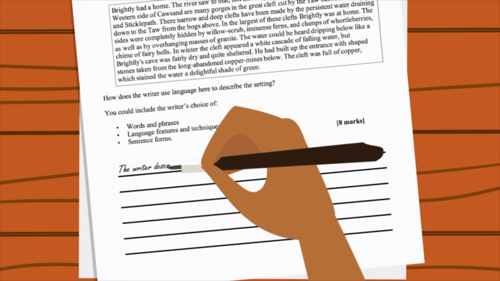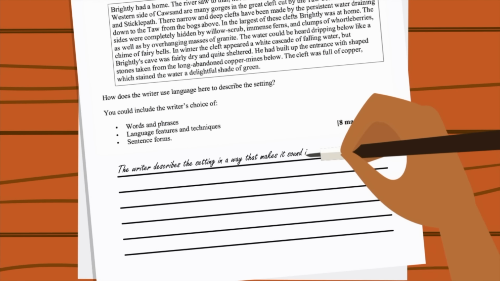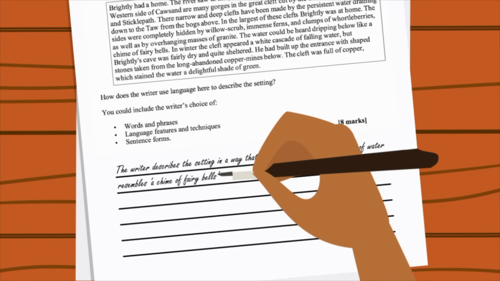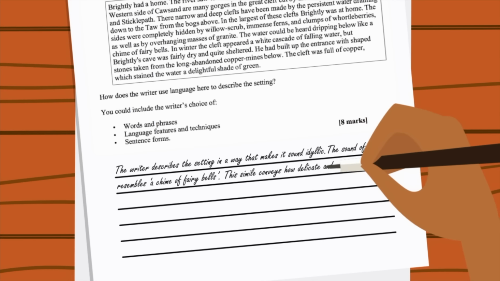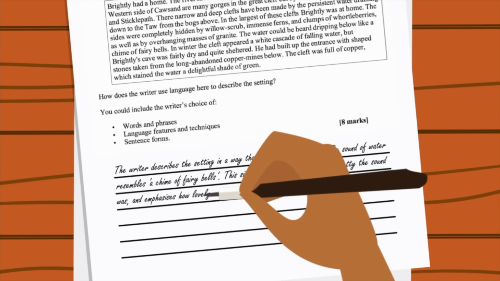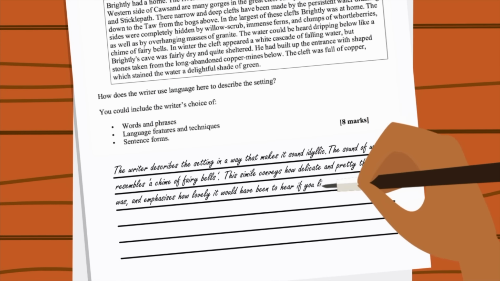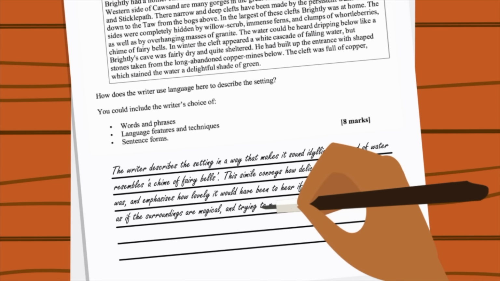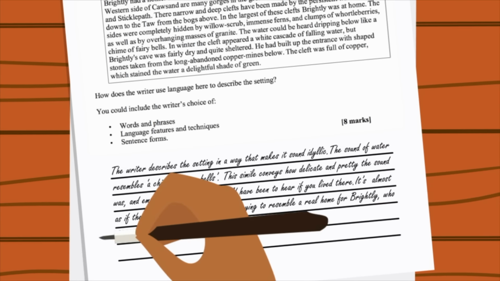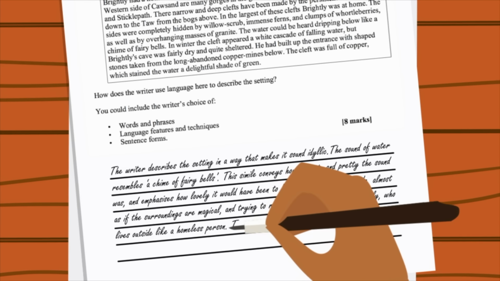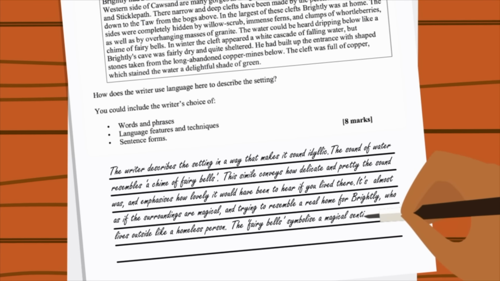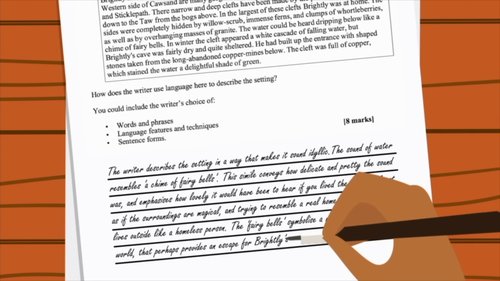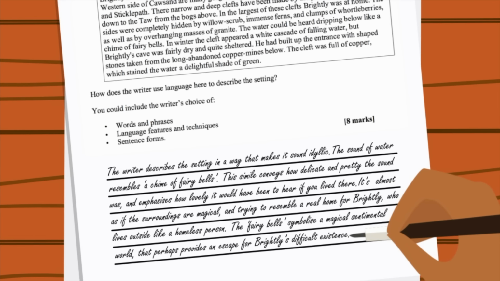The writer describes the setting in a way that makes it sound idyllic. The sound of water resembles a chime of fairy bells. This simile conveys how delicate and pretty the sound was, and emphasises how lovely it would have been to hear if you lived there. It's almost as if the surroundings are magical and trying to resemble a real home for Brightly, who lives outside like a homeless person. The fairy bells describe a magical, sentimental world that perhaps provides an escape for Brightly's difficult existence.